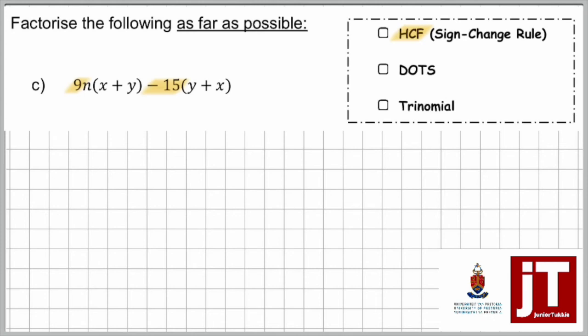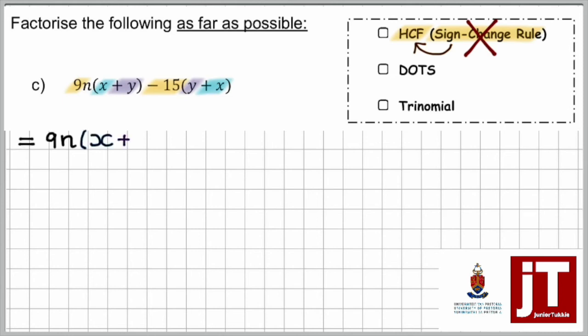Now, if you look at the sets of brackets, you'll notice that in both the first and second set of brackets, there's an x. If you look at the first set and the second set of brackets, you'll notice that in both sets, there is a y. So at this point, you may be tempted to try and use the sign change rule in order to factorize out a highest common factor. But in this case, we actually do not need to use the sign change rule because there's no need to change the signs of the terms inside of the brackets.